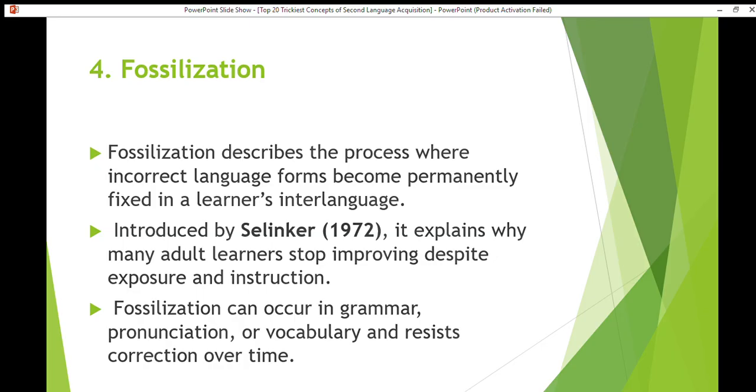Fossilization happens when a learner keeps making the same mistakes and does not correct them, even after many years. This often happens when people can communicate easily despite errors. For example, a person always says "I am angry" and never changes it, even after correction.